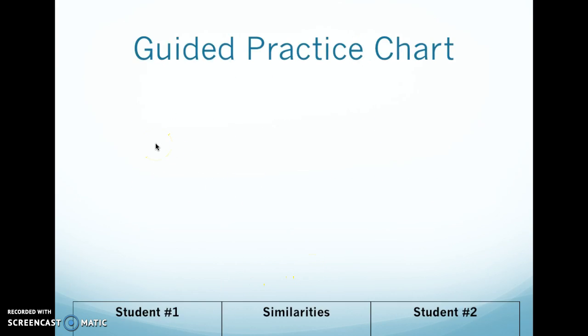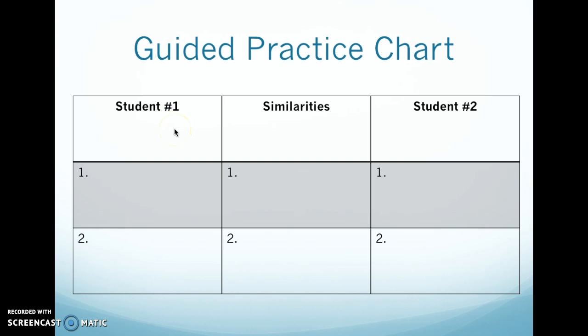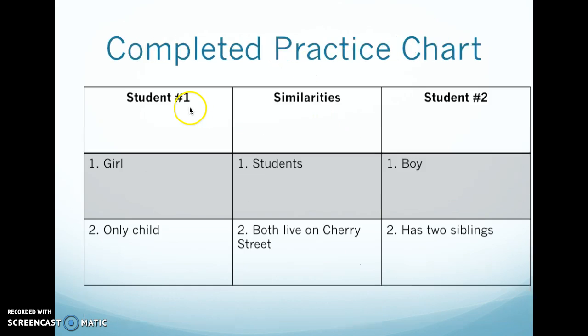So now for our guided practice, I would have one student ask for two student volunteers. I'll put student one's name right here and student two's name right here. And then I would start asking questions to the class about the characteristics of student one versus student two, and then the similar characteristics between the two.